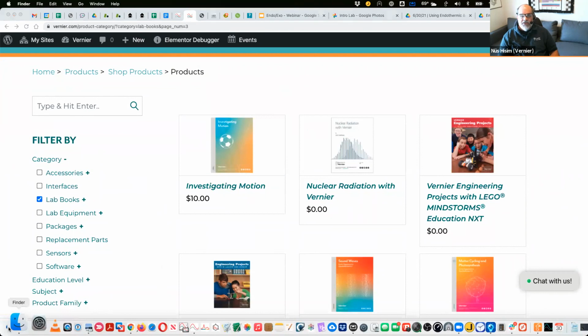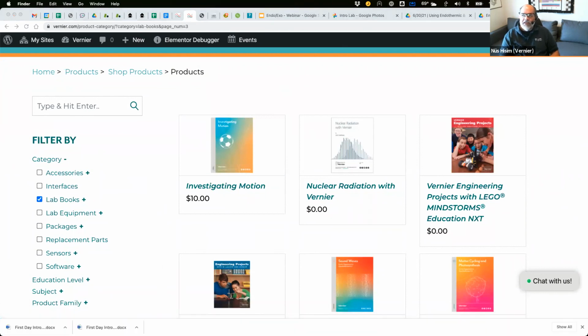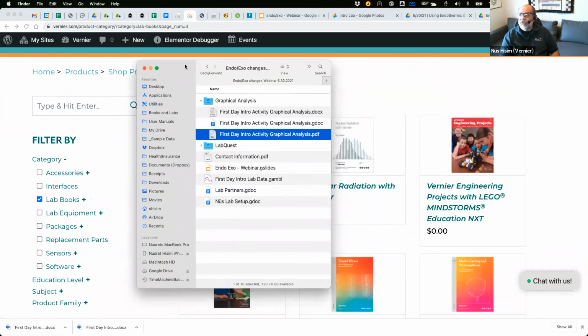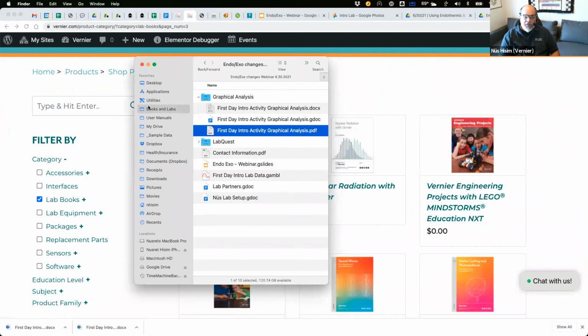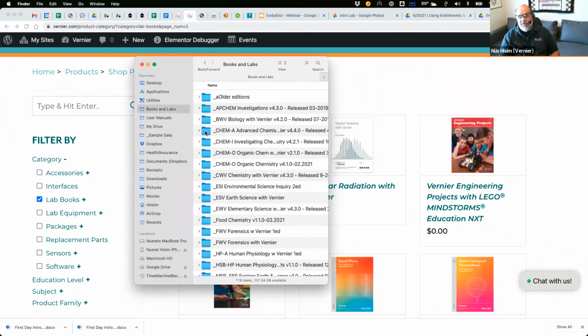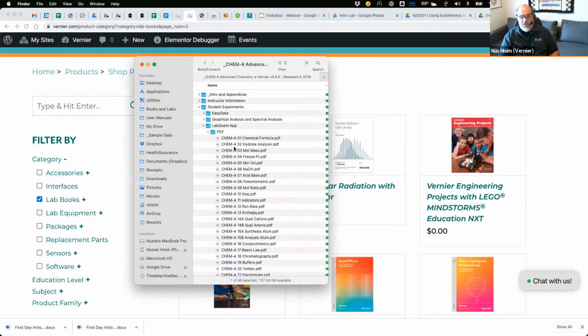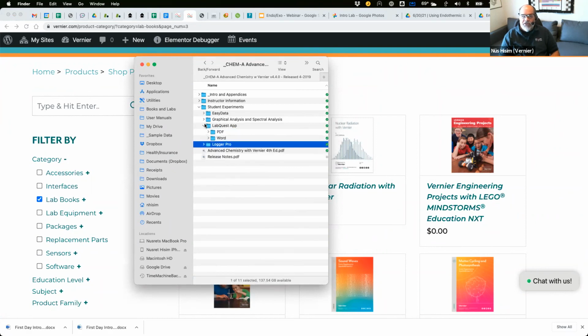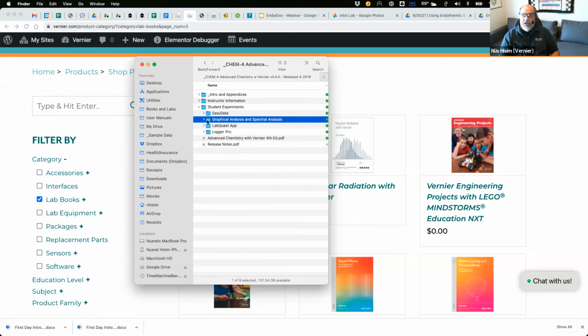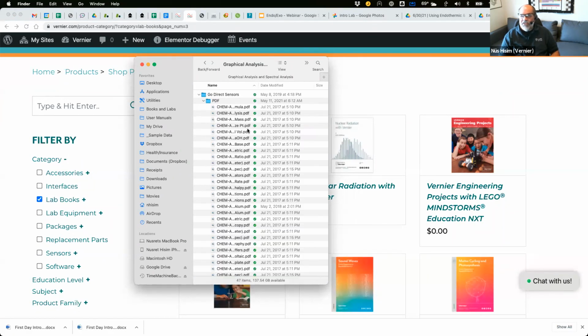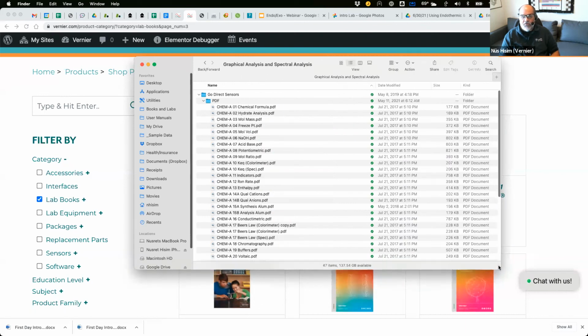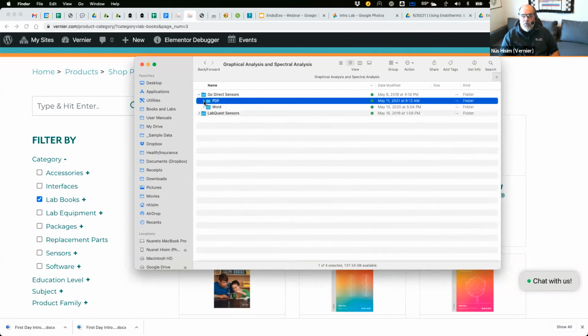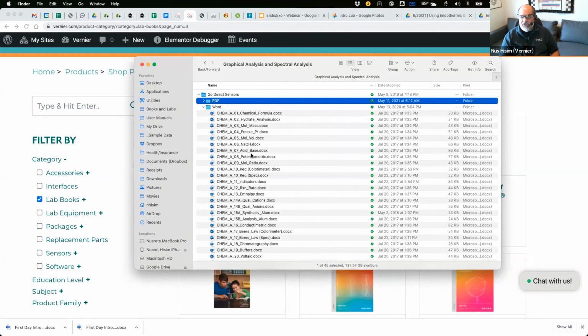So let me bring up to show you what that looks like. I know I'm running over, folks, so I understand if you have to leave. But here is the chemistry lab manual. If you open it, this is the advanced chemistry book. You get instructions for every possible way that you could collect data, and you get them in Word format and PDF. So if you want something that you can just print out and use and it's ready to go, or if you want, you can get the Word version so you can change it.